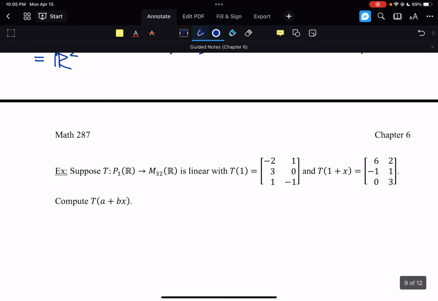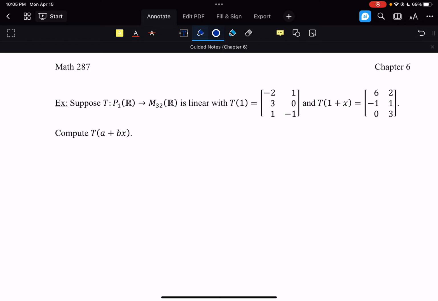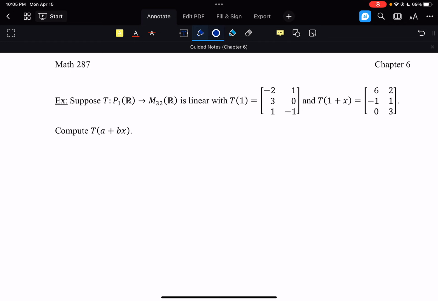So next up, let's take a look at another transformation here. Suppose that T is going from P1 to M32, and assume that it is a linear transformation with T of 1 being this and T of 1 plus X being this. So instead of working with R2 and R3, our typical ones that we're used to, we can work with alternatives. So we want to come up with the general transformation for T of A plus BX. So we know how to transform 1, and we know how to transform 1 plus X.